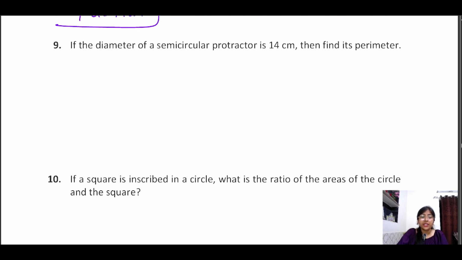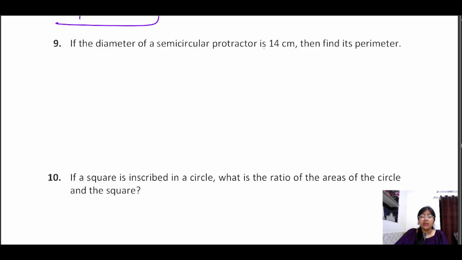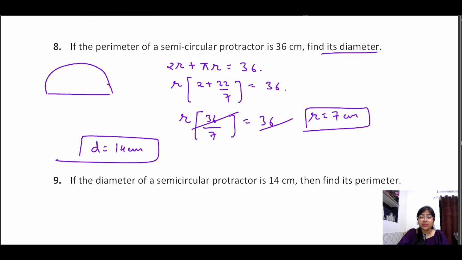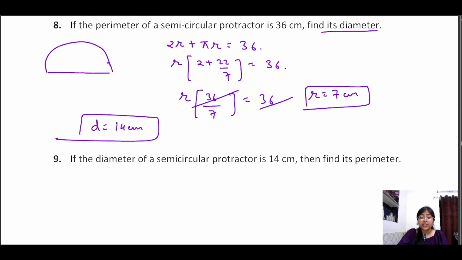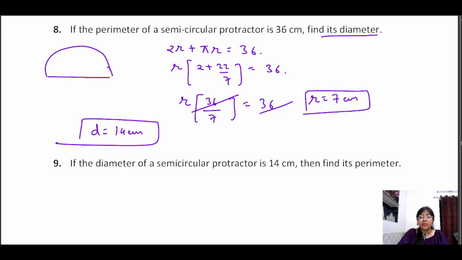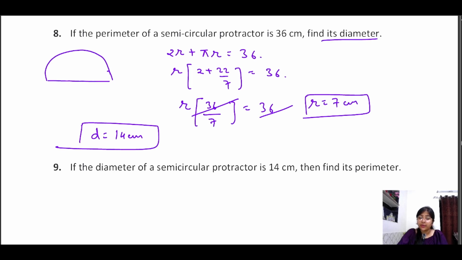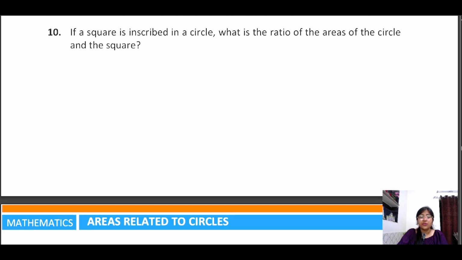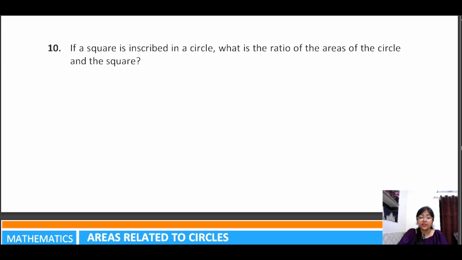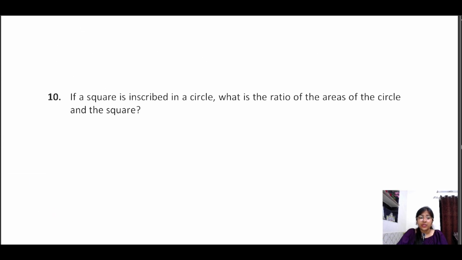Now the next question. The reverse of the 8th question, yes or no? The diameter of the semicircular protector is given as 14. So their perimeter will be equal to the semicircular perimeter, that is 36 centimeter. Both the questions are the reciprocal of each other. Can you find it out? Very easy question. Now I'll move to the last question of this video. Then we will move to the short answer type questions.